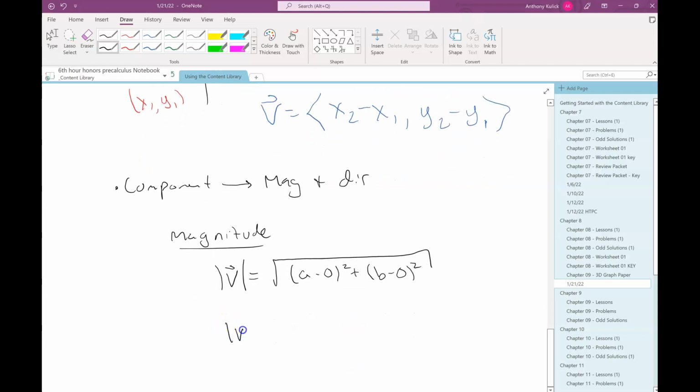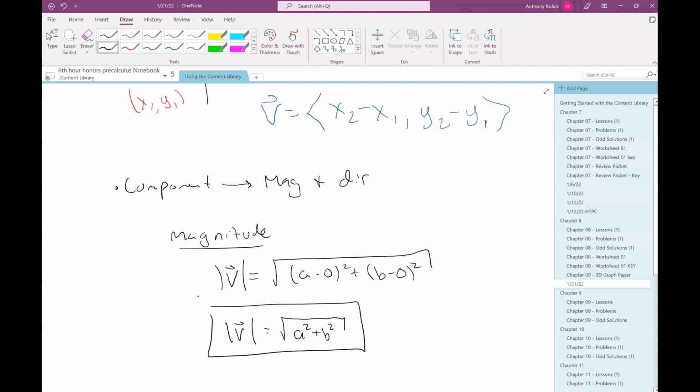And in component form, the other point is always the origin. So this really just simplifies down to the magnitude being the square root of a squared plus b squared. Again, very easy calculation to do, right? You just plug two numbers into a formula and keep in mind that the square root of a squared plus b squared is not a plus b. Just as a reminder, we've hit that.